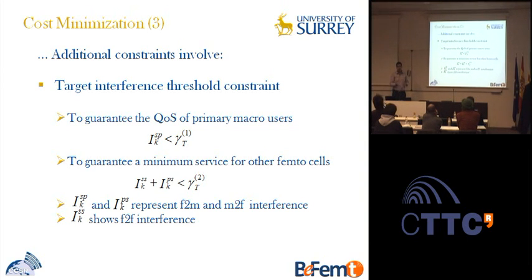And at the same time, we might have similar minimum service requirements for the femtocells as well, to guarantee a minimum level of service for the femtocells. So here these values represent the femto to macro, macro to femto, or femto to femto interference.